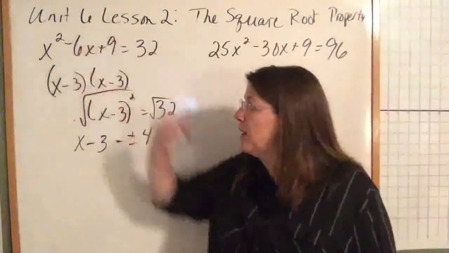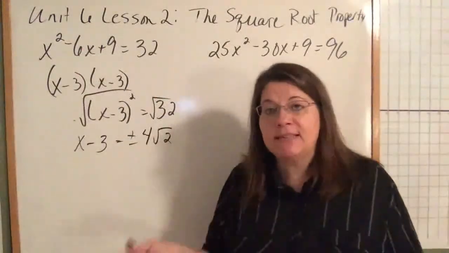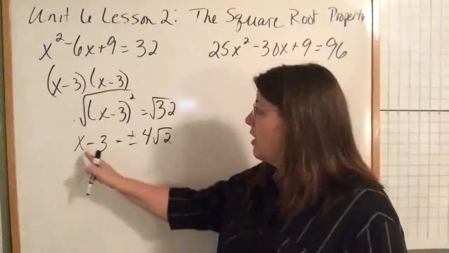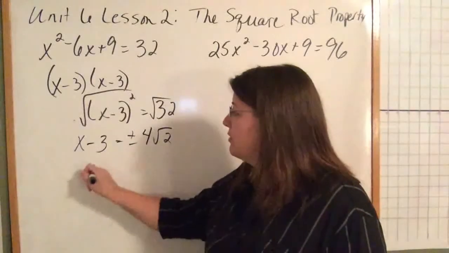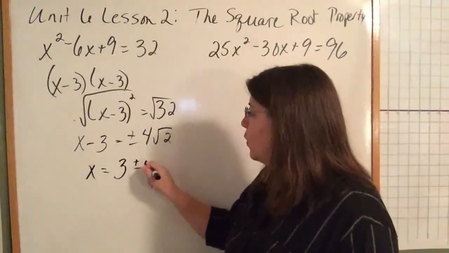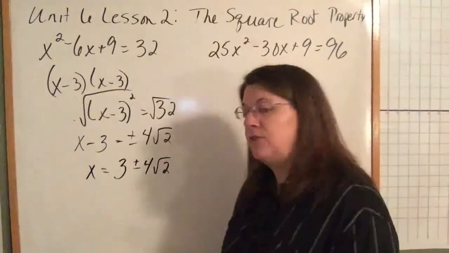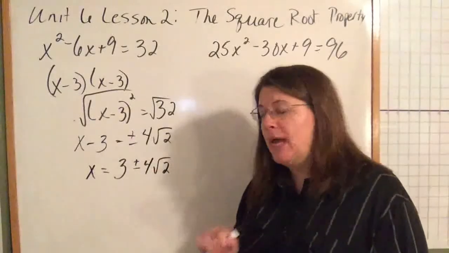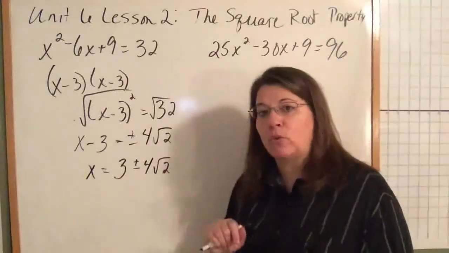We just have some irrational roots to this one. We're still going to have 2 of them because of the plus minus, but this time they're not nice whole numbers, they're going to be irrational roots. To solve this, all I have to do is add the 3 to the other side. So x equals 3 plus or minus 4 times the square root of 2. So your two answers are 3 plus 4 square root of 2 and 3 minus 4 square root of 2.